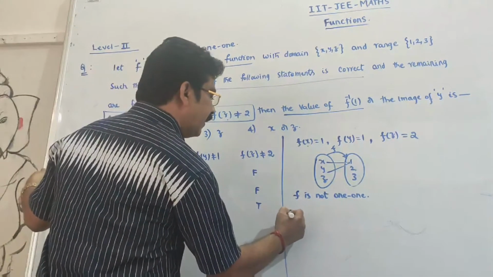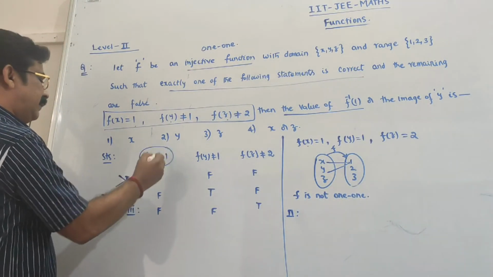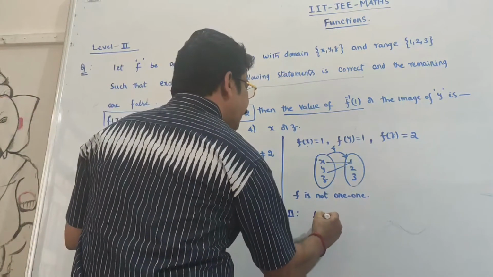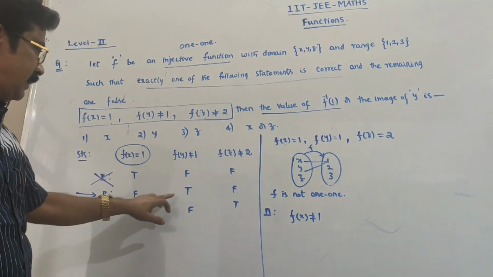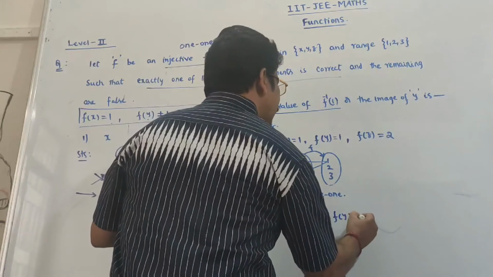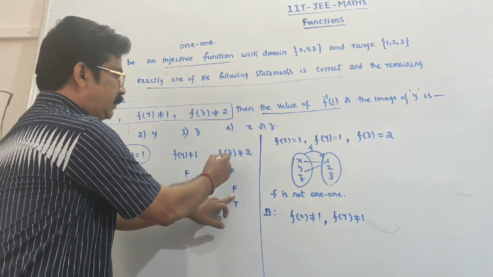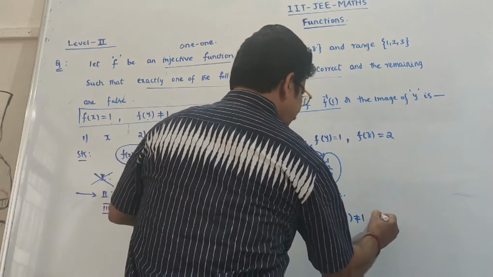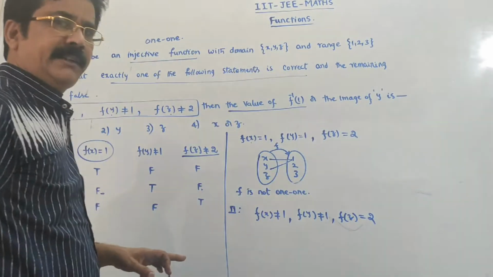According to the second statement, f(x) = 1 is false. False means f(x) ≠ 1 is true. Next, f(y) ≠ 1 is true. Next, f(z) ≠ 2 is false, so which one is true? f(z) = 2 is true.